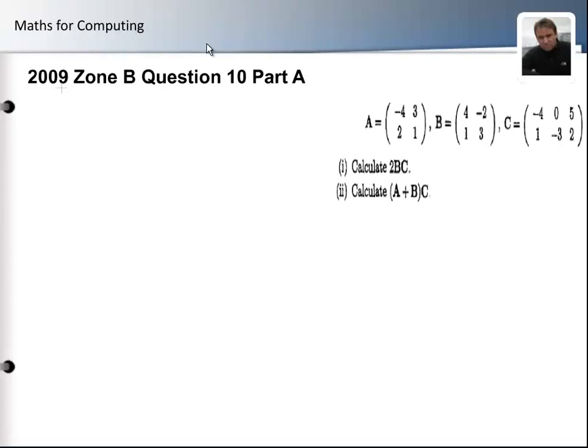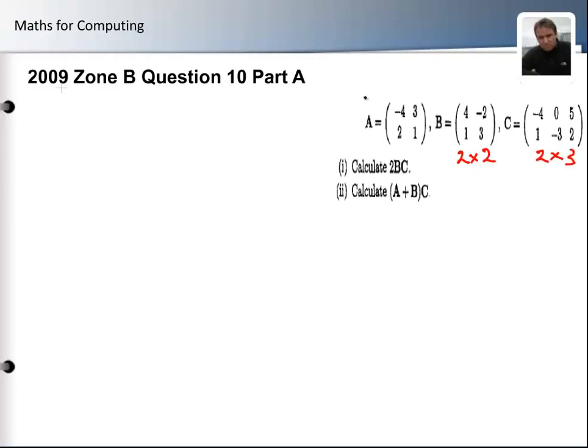This is the first part of the 2009 question 10 matrix question. So the first part is calculate 2 times B times C. Let's just look at B and C together. B is a 2 by 2 matrix and C is a 2 by 3 matrix.